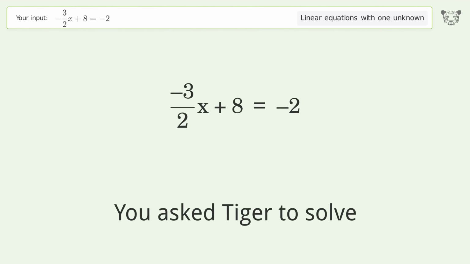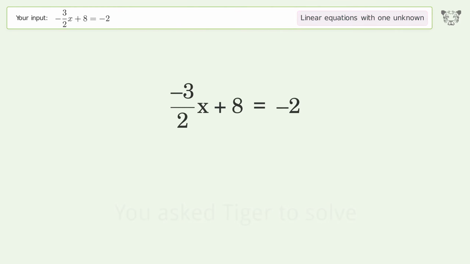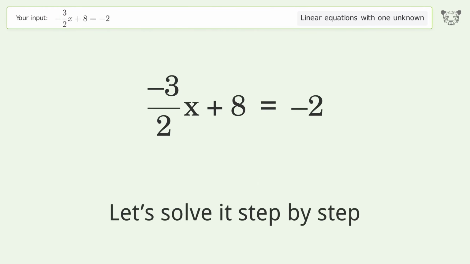You ask Tiger to solve. This deals with linear equations with one unknown. The final result is x equals 20/3. Let's solve it step by step.